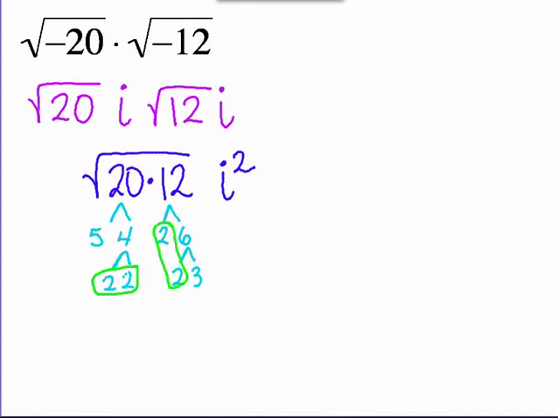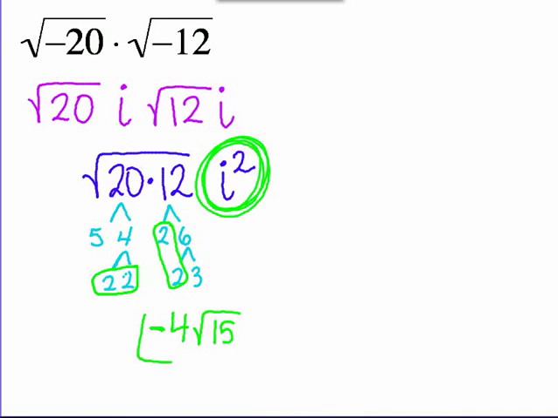So really, how much have I taken out? 4. What's left inside the square root? 15. And then look at this. What does that equal? What does I squared equal? Negative 1. So really, negative 4 root 15. So that I squared goes right at the very front. So that makes it a negative 1. Whenever you have an I squared, that means it's a negative.